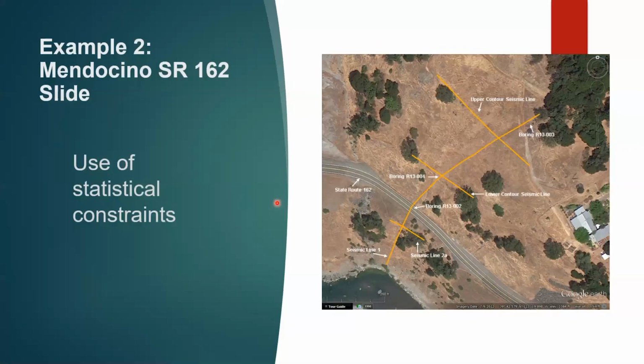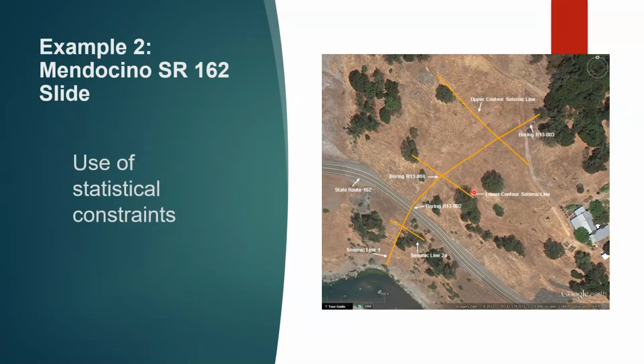So I'll close out with our second example. This is State Route 162 in Mendocino County, California. And here is where we used statistical constraints rather than existing geologic constraints to constrain our model. We're going to focus on this long array right here. This is going directly down slope. This whole area here is an active landslide that's impacting the highway. We have steep slopes, complex geology, including large component blocks within the slide matrix.